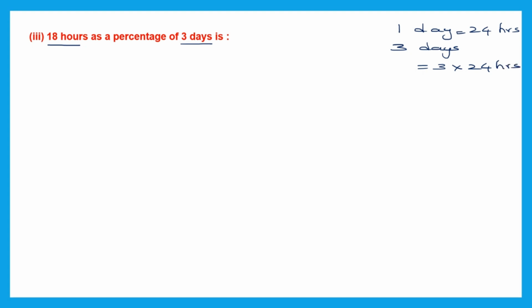Okay. Now the question is, when you write 18 hours as a percentage of 3 days, we take 18 hours divided by the 3 days, which is 3 into 24 hours. So first we write that. So we say 18 hours by 3 into 24 hours. And since we have to convert it to percentage, we multiply this by 100%. So this is our answer and that in your options is option C. Option C, 18 by 3 into 24 and multiply that by 100% to make it a percent.